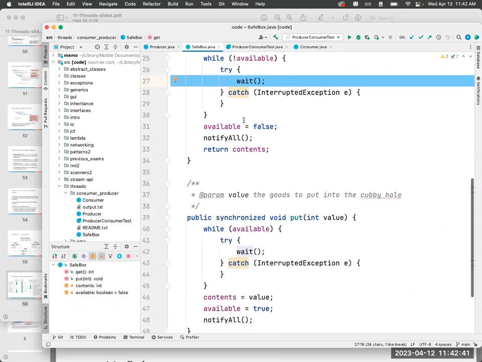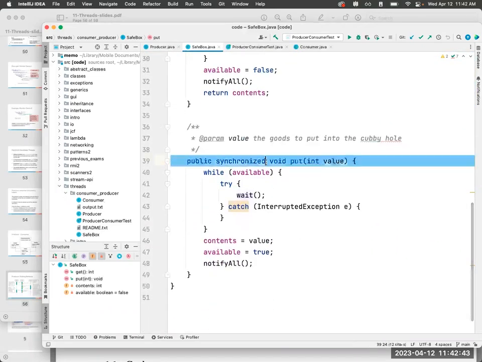Good. Same idea with the put method, right? So my put would be called by my producers. My producers would check for the negative of the condition, right? So my producers would not be able to move on if I have an item available, right? That means that the safe box is busy. If it is already full, I cannot add more items because it's not able to store more than one item. Then it would enter the wait state.